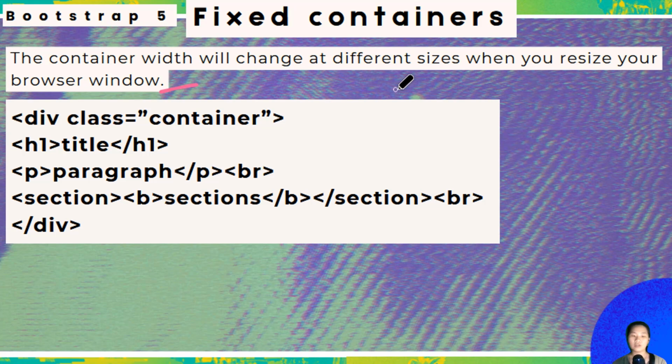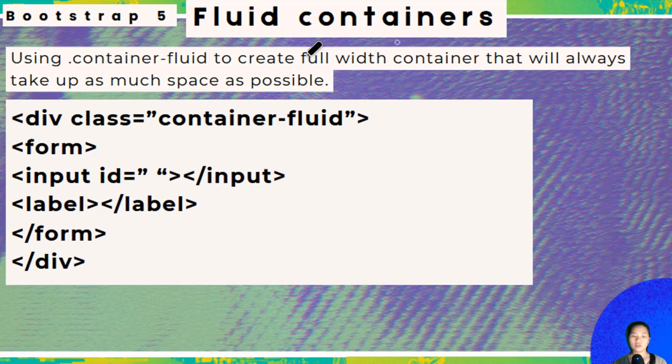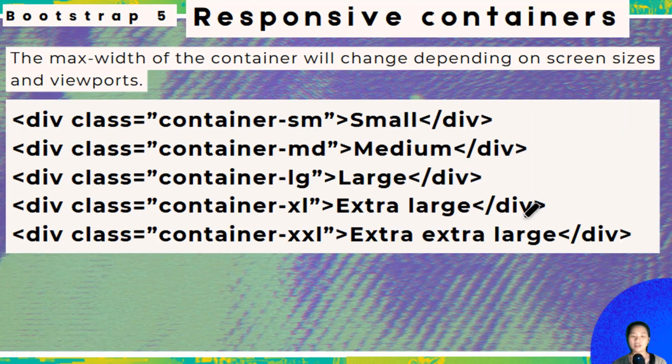That's the responsive part. Here I have a div with class container, and within this div I have heading 1, title, and then I have a paragraph with section and the bold tag. Okay, moving on to fluid containers, the container-fluid class to create a full-width container. Full width meaning it'll take up as much space as possible. I have div class container-fluid, just like I said. Form, input, ID, classic form syntax, label, form, and then closing of the div or division tag.